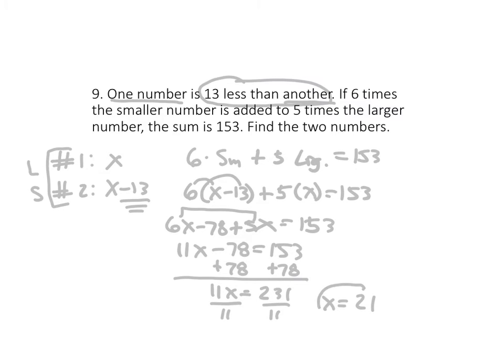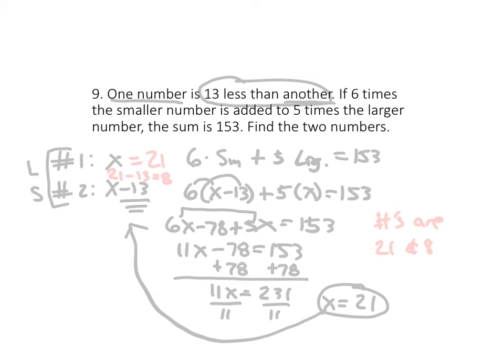Now that's not the end of the problem, but we take that value back to our original table. X is 21 tells us that the larger number is 21. The smaller number is x minus 13. And 21 minus 13 is 8. So the numbers are 21 and 8.